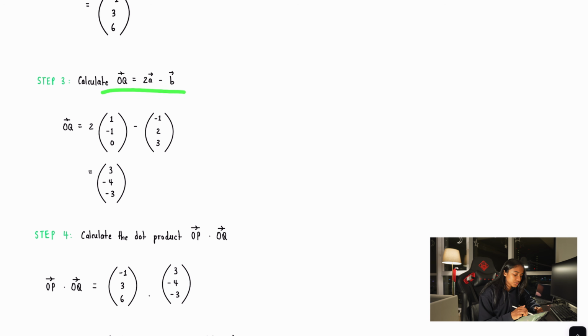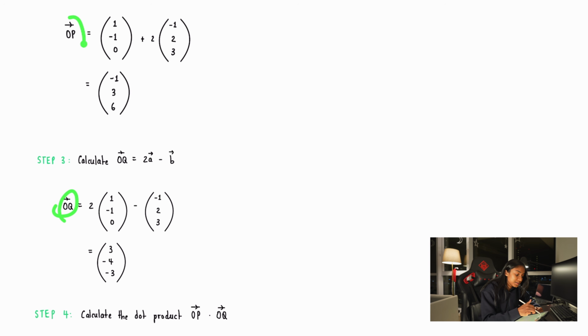Calculate OQ, which is 2a minus b. Same thing we do, so this would be 2 minus 2, 0, then 2 minus minus 1 is 3, minus 2 is minus 4, and 0 minus 3 is minus 3. So that would be OQ.